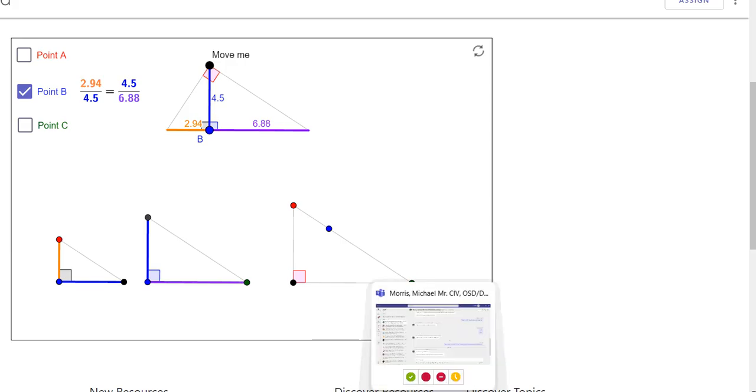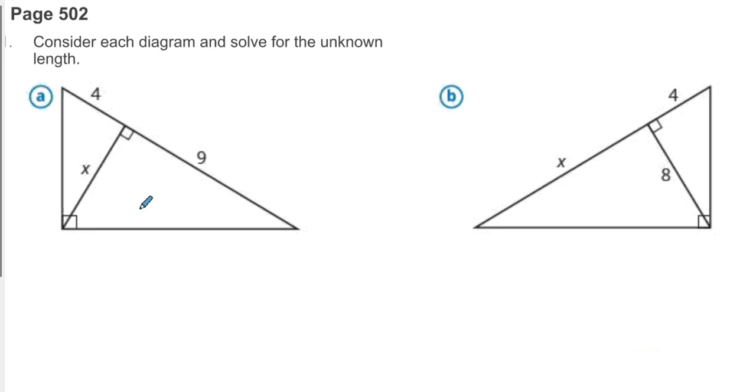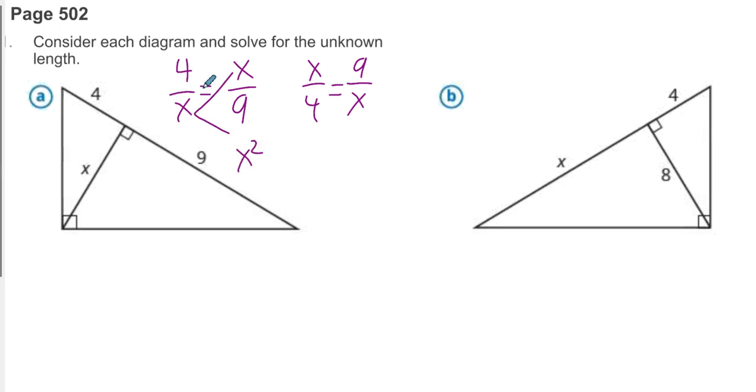So let's go and try one. Okay, so this triangle, this would be x, is my geometric mean. So it's going to be 4 over x equals x over 9. I could also say x over 4 equals 9 over x. Either way, I cross multiply, I get x squared equals 36. Take the square root, x is 6.